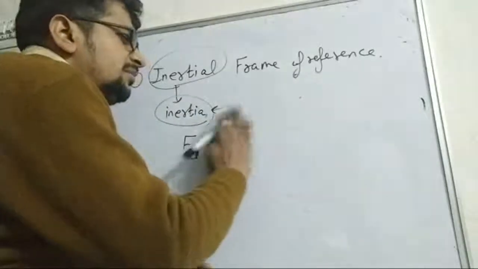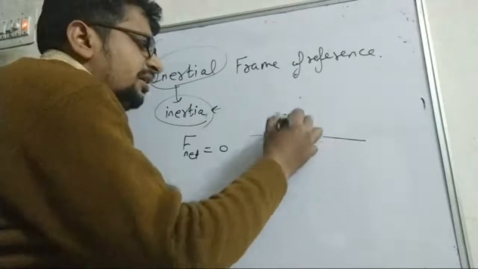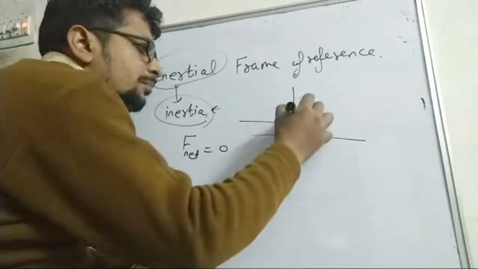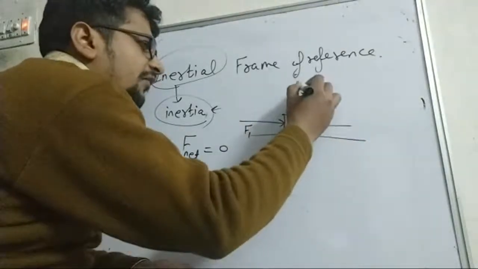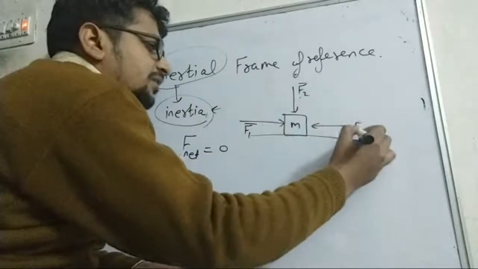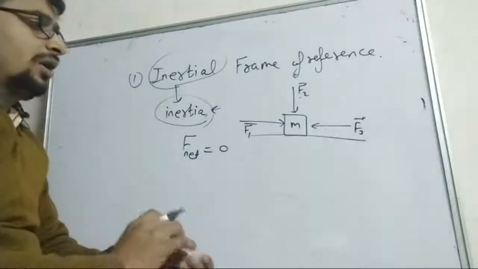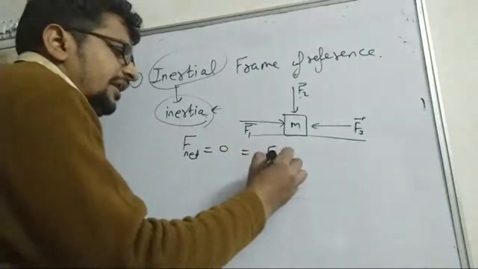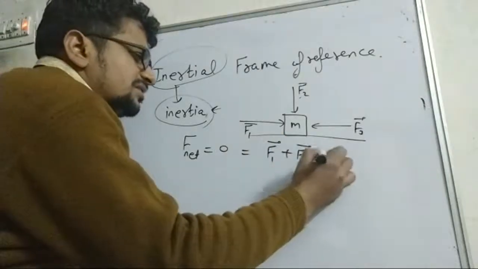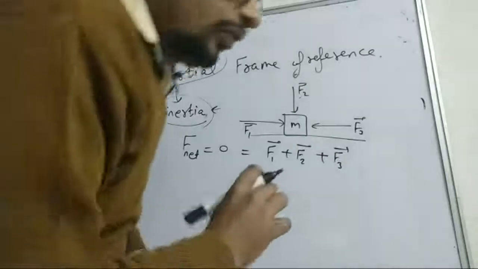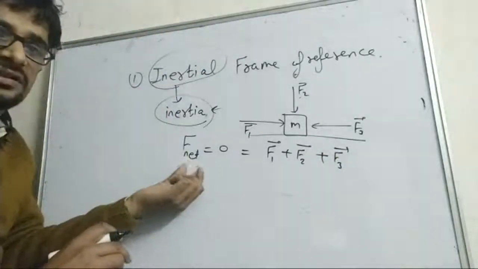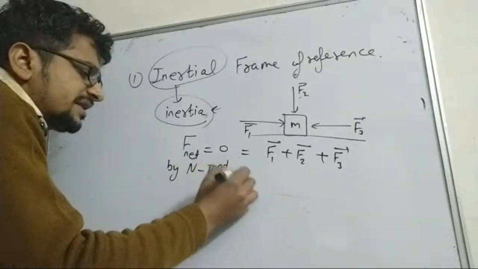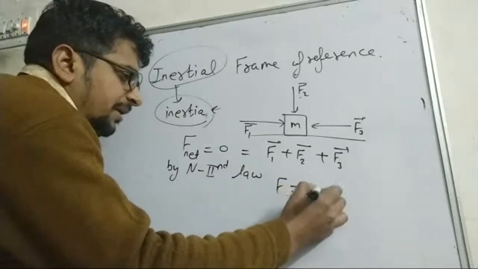In the simple case we can consider that a body of mass m is placed on ground level and multiple forces are acting on it, let F1 vector, F2 vector and F3 vector. Now if the algebraic sum of these forces is 0, then we say that the total external force is 0. With the conclusion that net force equals 0, we can write by Newton's second law, F equal to ma.